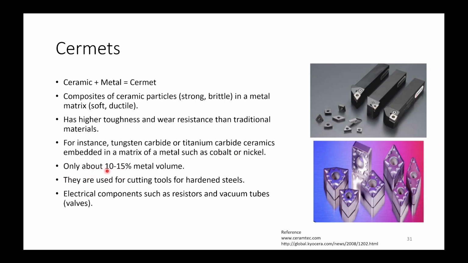Now only about 10 to 15% of metal volume is used. So this metal acts as a binder phase, and they are used for cutting tools for hardened steels, and electrical components such as resistors and vacuum tube valves. These are its applications. Now these are what your cermets look like in the form of tools.